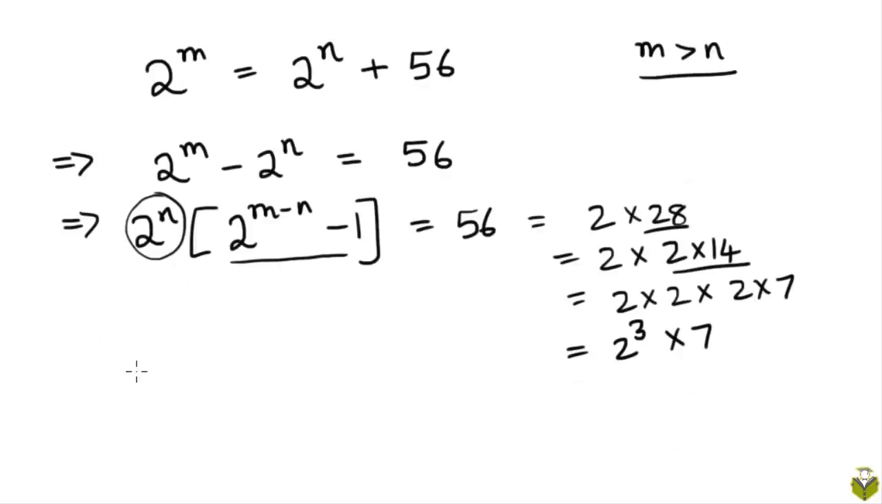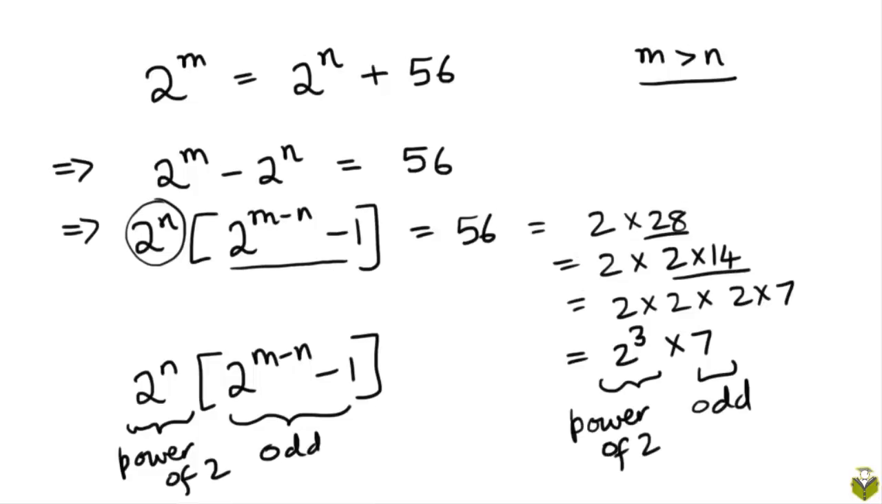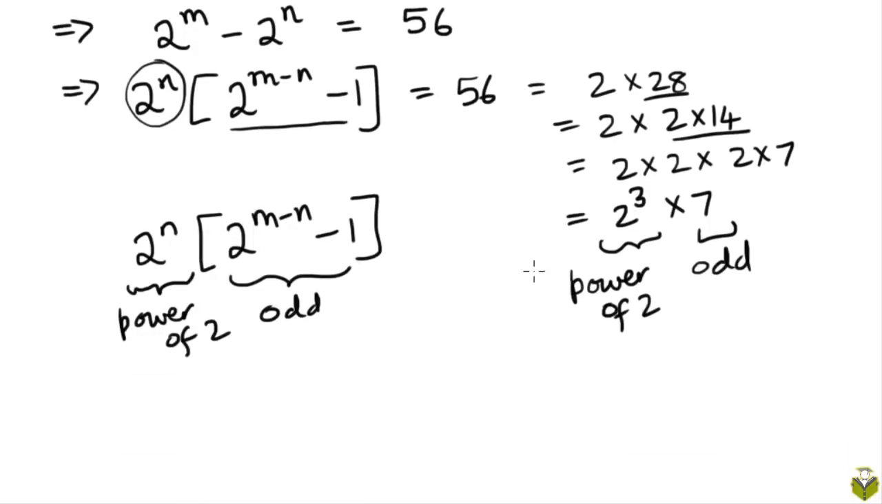And on the left hand side we have 2 to the power n times 2 to the power m minus n minus 1. So this is an odd number and this is a power of 2. Here we have 7 as the odd number and we have 2 to the power 3 as the power of 2. So if we just match both of them on the left hand side and right hand side, we get n is equal to 3, and 2 to the power m minus n minus 1 should be 7.